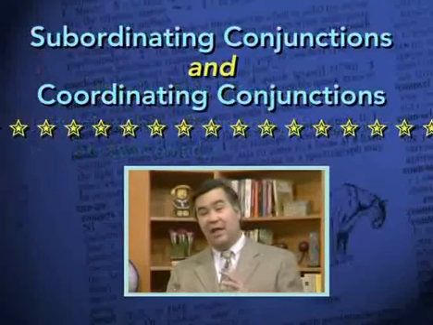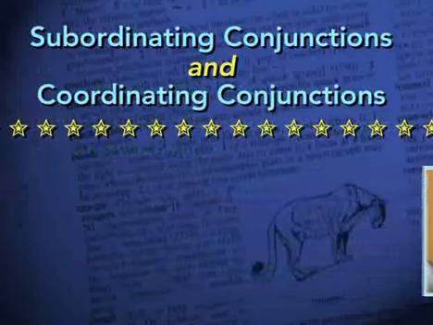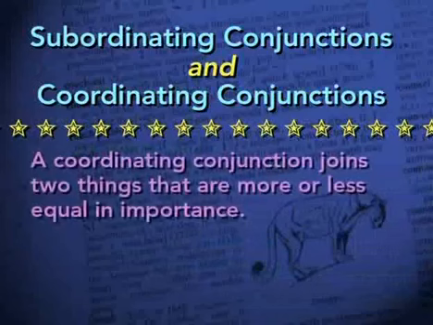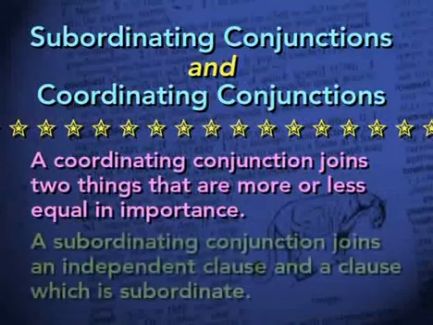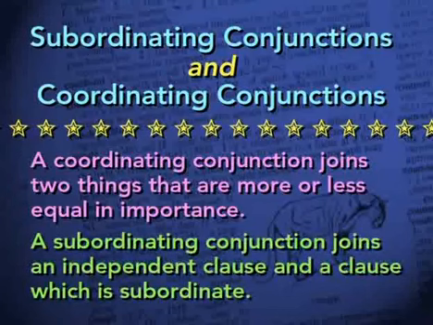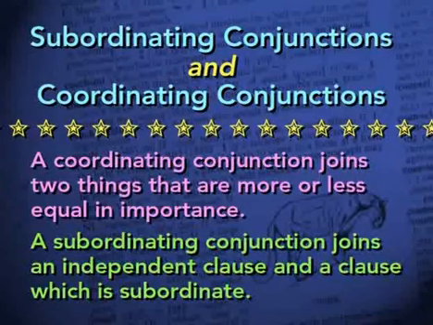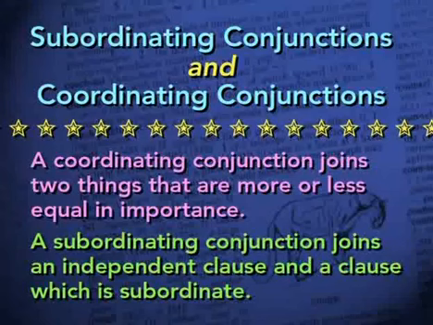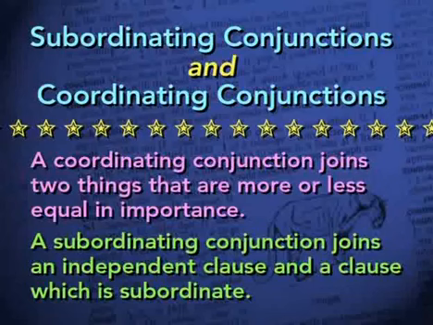Notice the difference between a subordinating conjunction and a coordinating conjunction. We said that coordinating conjunctions join two things that are more or less equal in importance. A subordinating conjunction joins one thing which is independent, an independent clause, and a clause which is subordinate, less important, can't stand alone as a sentence. So, whereas a coordinating conjunction links two things that are equal in value, the subordinating conjunction links two things that are unequal or different in value and importance.